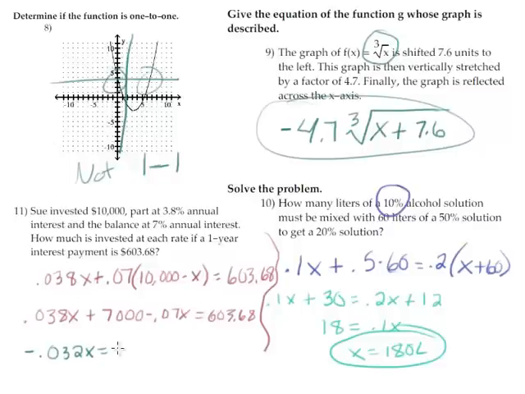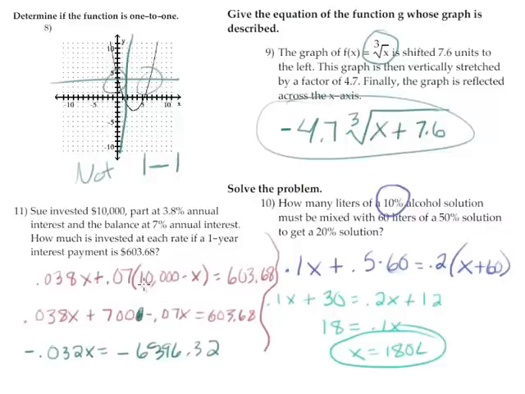So, okay. Negative 6396.32 divided by negative 0.032. Something has gone terribly wrong. Like the fact that this is 700.